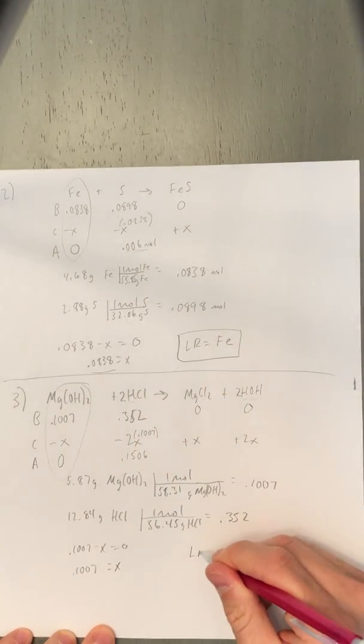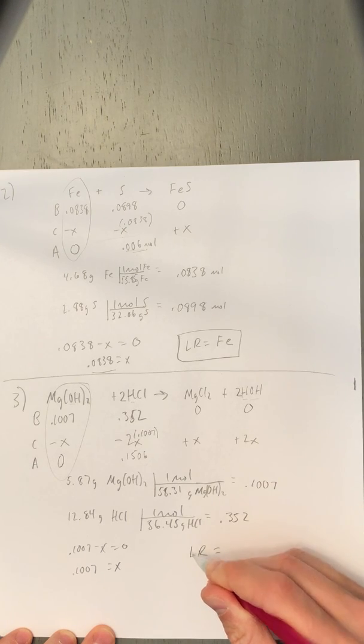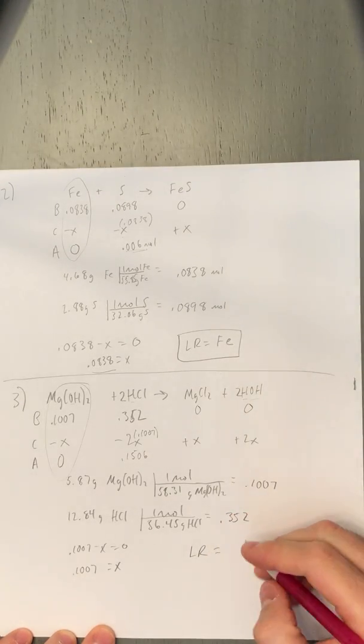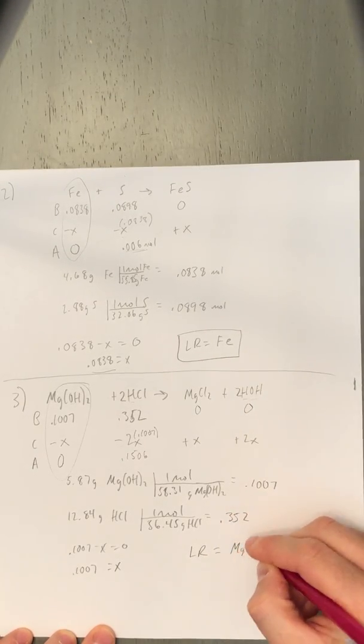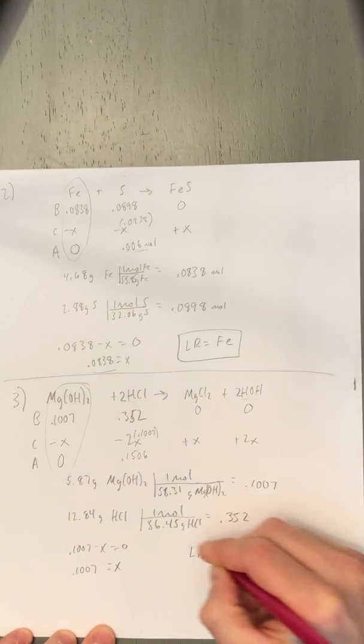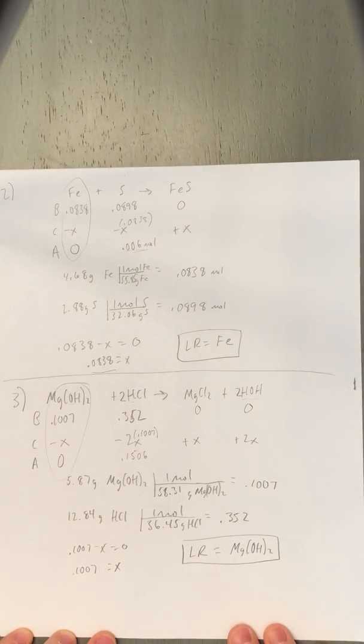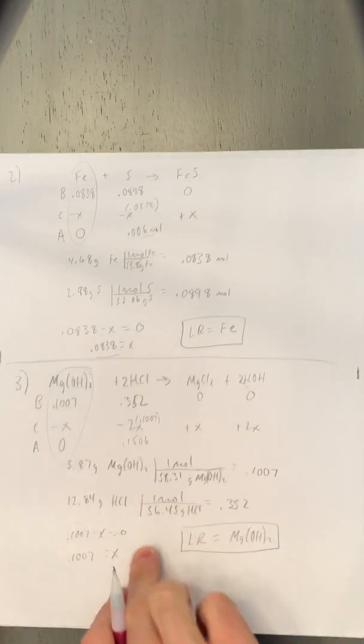And so we know that the limiting reactant, or remember, the one that runs out first, is MgOH2. And so that would be our answer there for number 3. And so we can move on to number 4. So I'll just flip over my paper here. Make sure we can still see it. And then our last one here we'll look at, number 4.